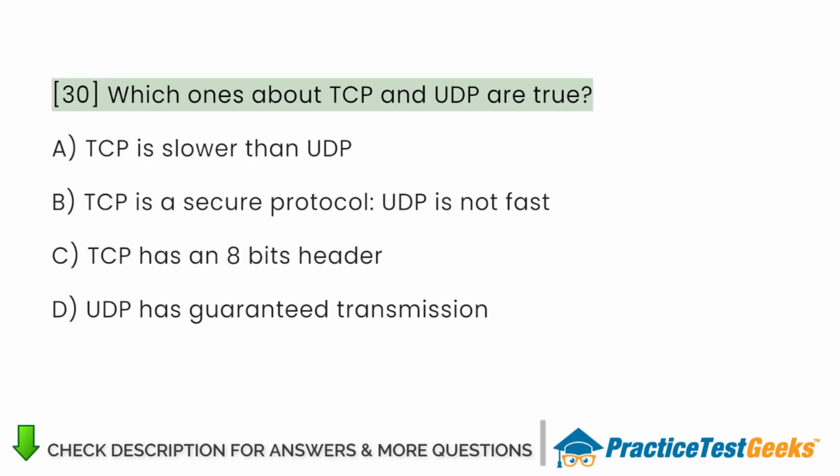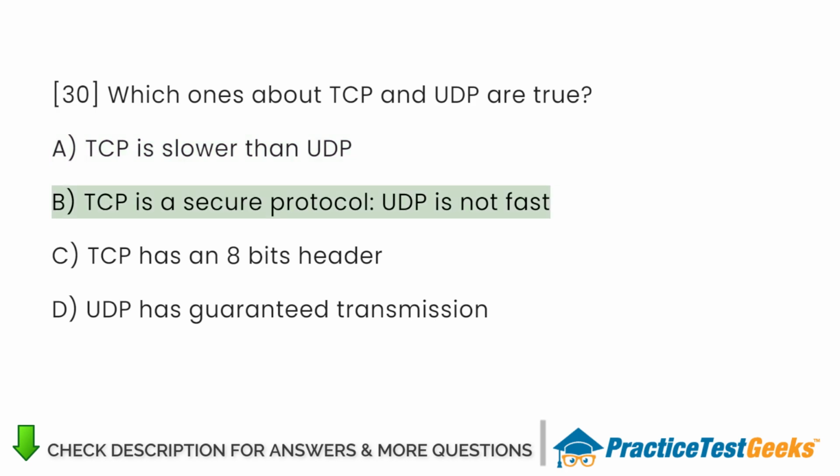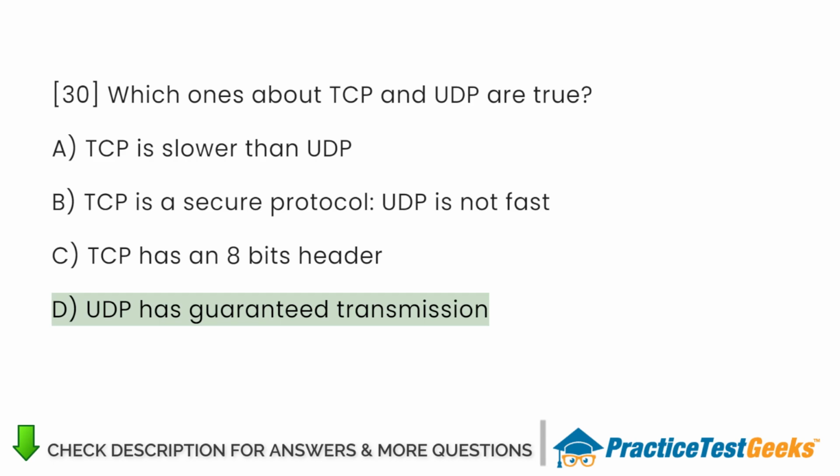Which ones about TCP and UDP are true? A. TCP is slower than UDP. B. TCP is a secure protocol, UDP is not fast. C. TCP has an 8 bits header. D. UDP has guaranteed transmission.